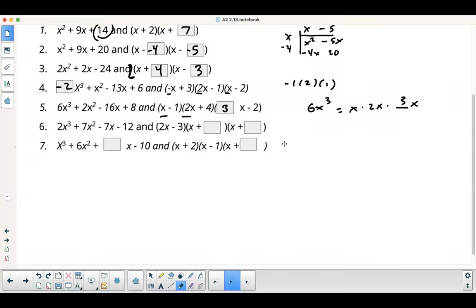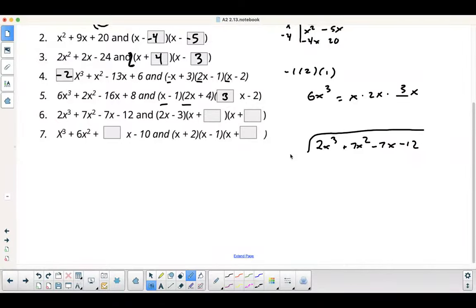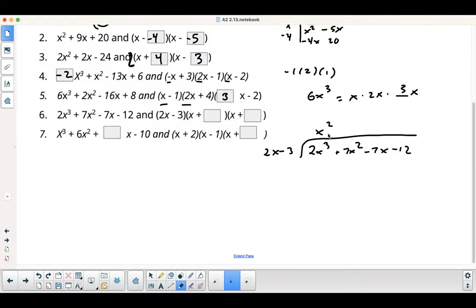So let's do this now for this. Number 6. Let's do a little division. We know one of the factors is 2x minus 3. So let's do what we were doing. 2x cubed plus 7x squared minus 7x minus 12. Let's divide by 2x minus 3. So 2x times x squared, and I guess I should write it on top of the x squared like I've been doing.